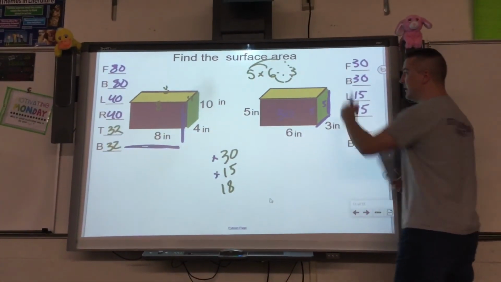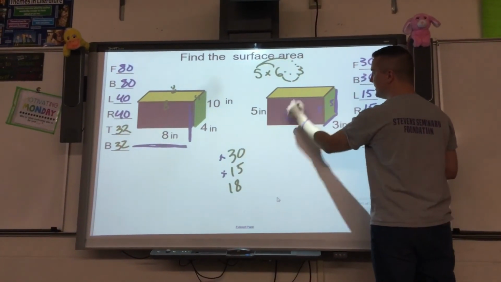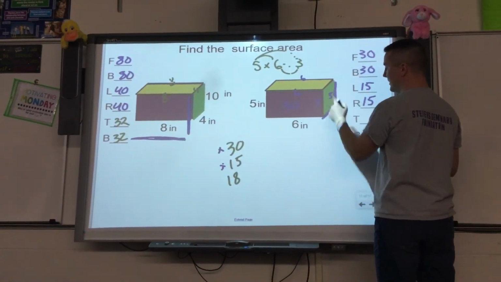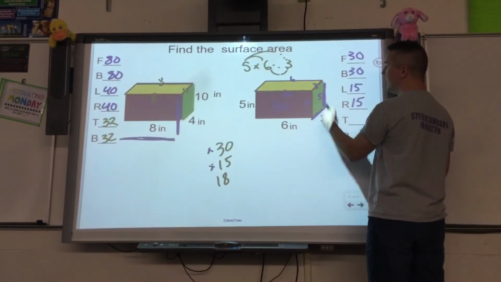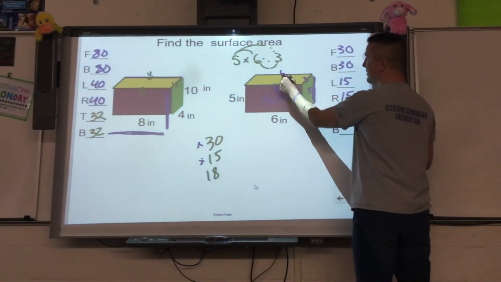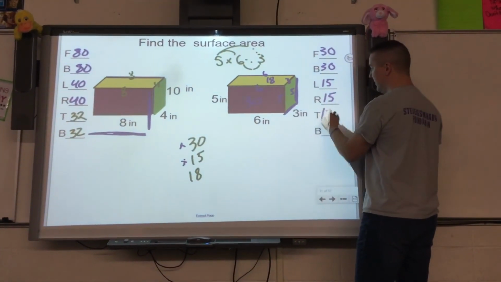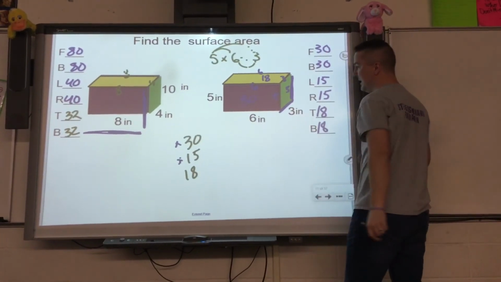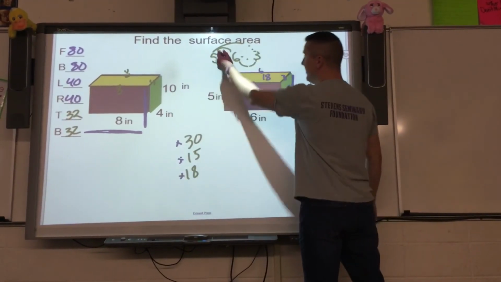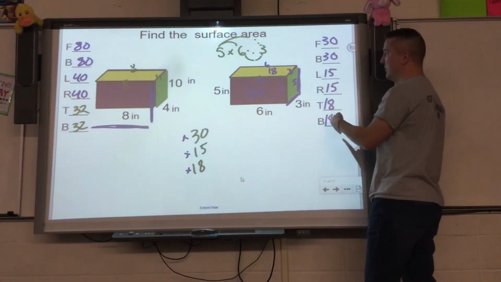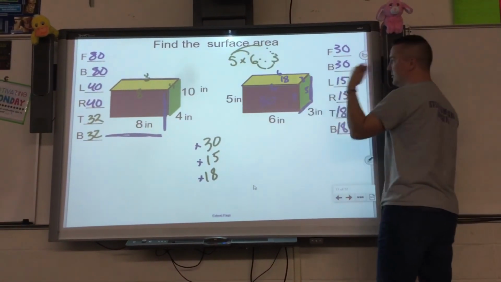And then lastly, we got to find this top one. Well, if this is 6, its parallel lines are also 6. If this is 3, its parallel line is also 3. 6 times 3, 18. Top and bottom are the same. And there's our 18. The trick? 5 times 6, 5 times 3. It showed up in here. 6 times 3 also showed up in here.